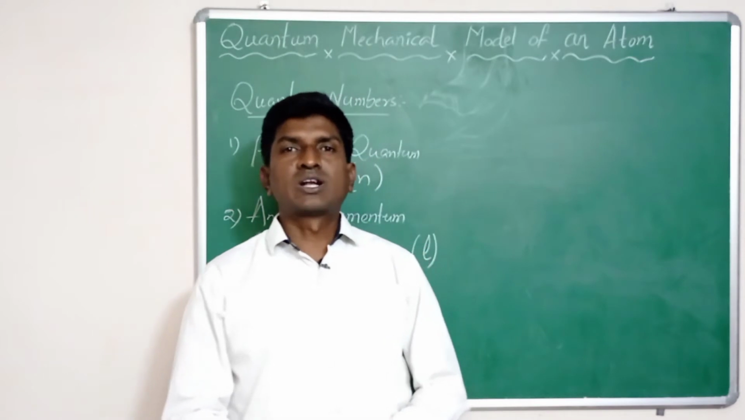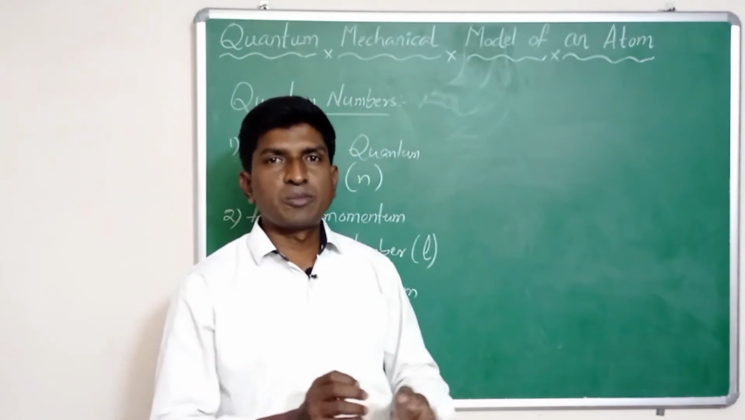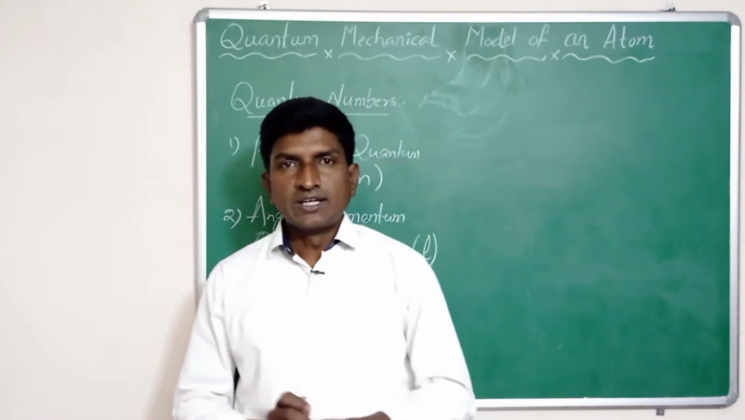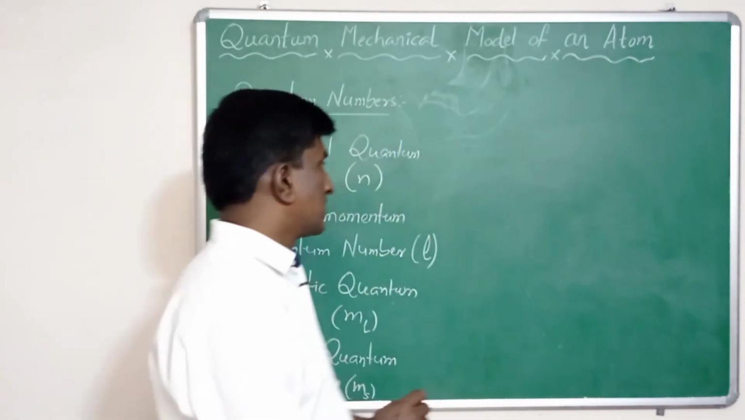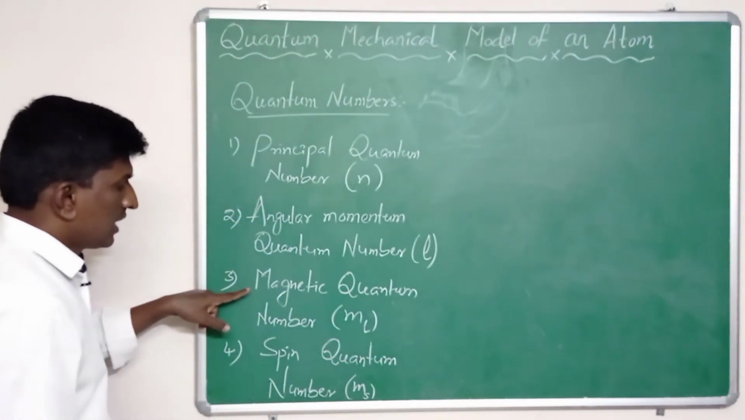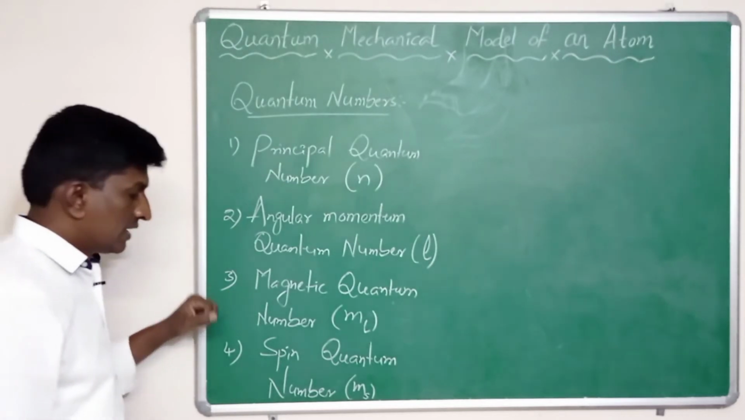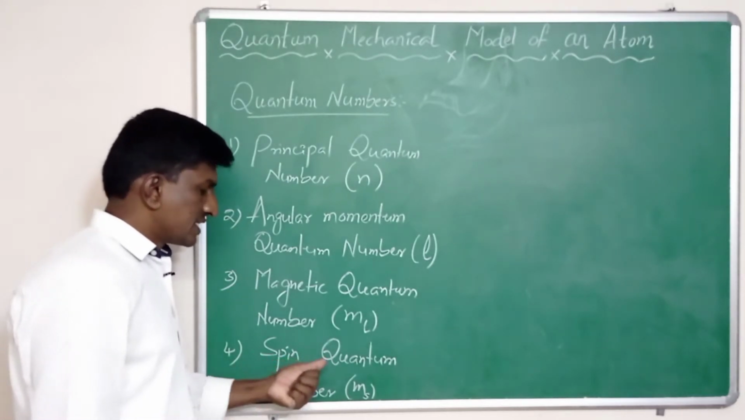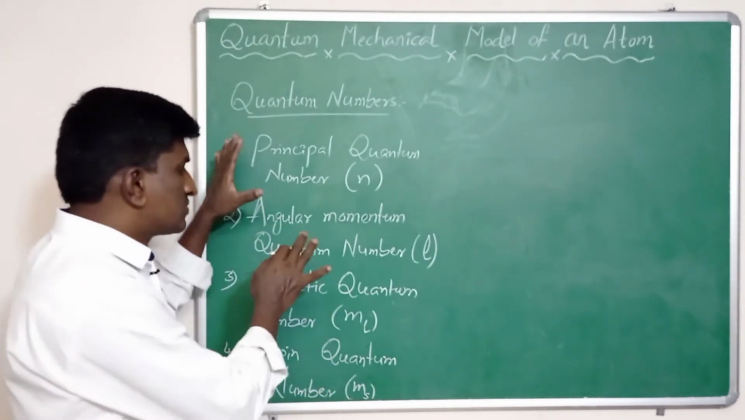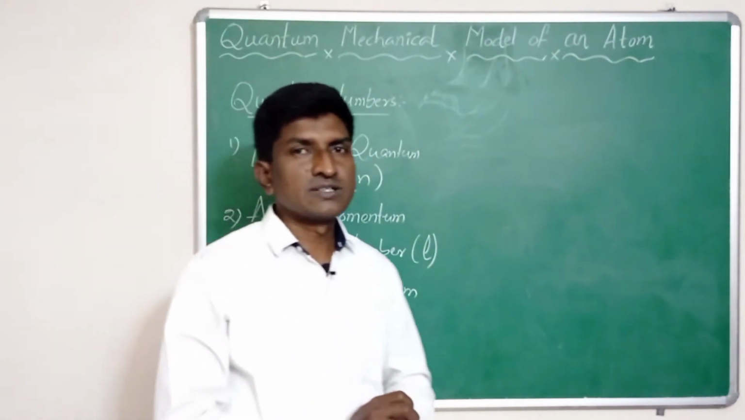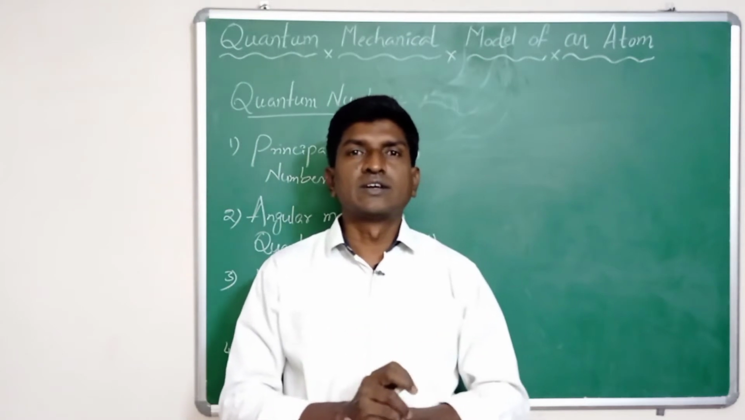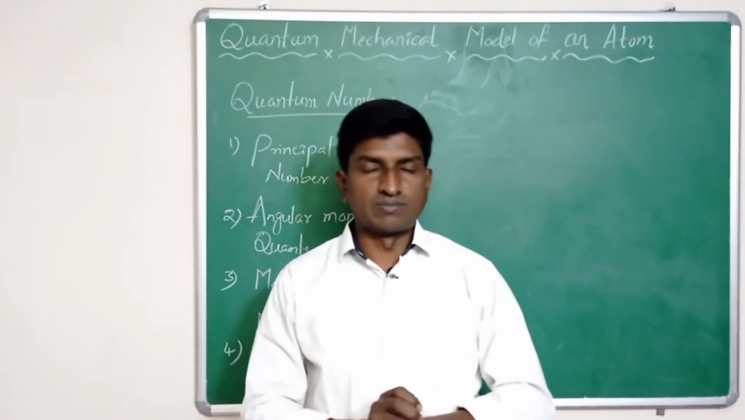Each electron in the quantum mechanical model is described by a set of quantum numbers. Initially, 3 quantum numbers are there. These are the principal quantum number, the angular momentum quantum number, and the magnetic quantum number. Later, one more quantum number was introduced, that is the spin quantum number. So, these 4 quantum numbers explain the electron position and energy and everything about the atom.